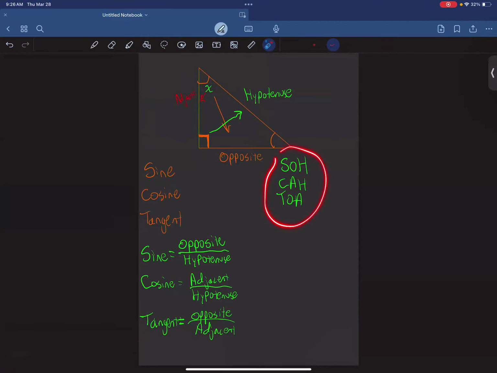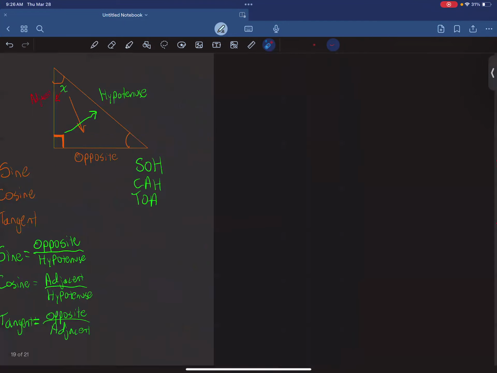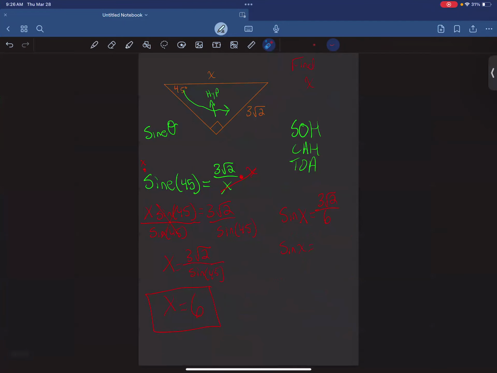Remember SOHCAHTOA, and you'll be able to solve your triangle angle measures. If you have any questions or you want to see more examples, reach out. I'll be happy to help.